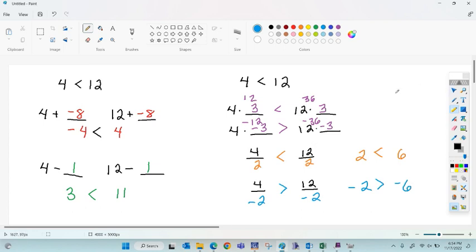So the properties of inequality say that it's okay to add the same thing to both sides, it's okay to subtract the same thing from both sides, and it doesn't do a thing to the inequality sign, whether it's positive or negative. If you have multiplied or divided by a positive, it doesn't do anything to the inequality sign, it stays the same. But if you multiplied by a negative or you divided by a negative, it flips that thing over.